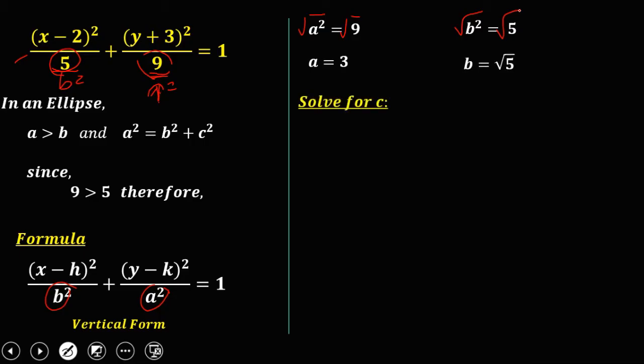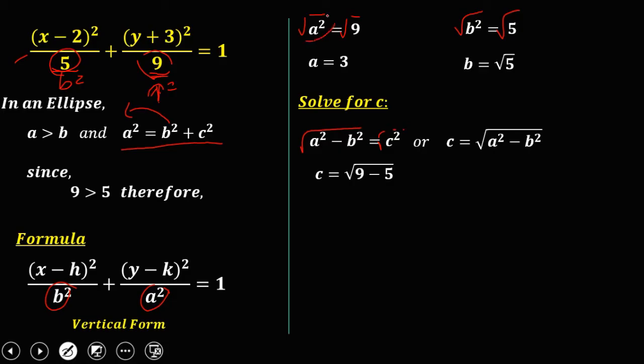Then to solve for c using this formula, transpose b squared, so that it becomes negative. So a squared minus b squared is equal to c squared, or take the square root. So c is equal to the square root of a squared minus b squared. Then substitute the values: a squared equals 9 and b squared equals 5. Then 9 minus 5 is 4, and the square root of 4, so c is equal to 2.